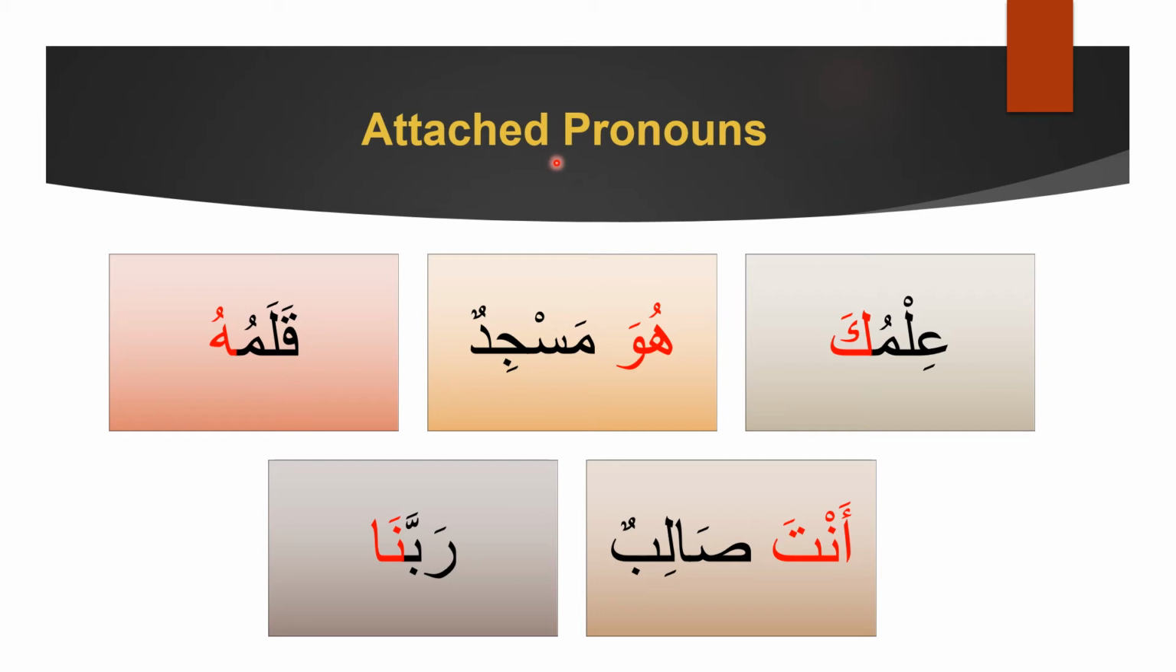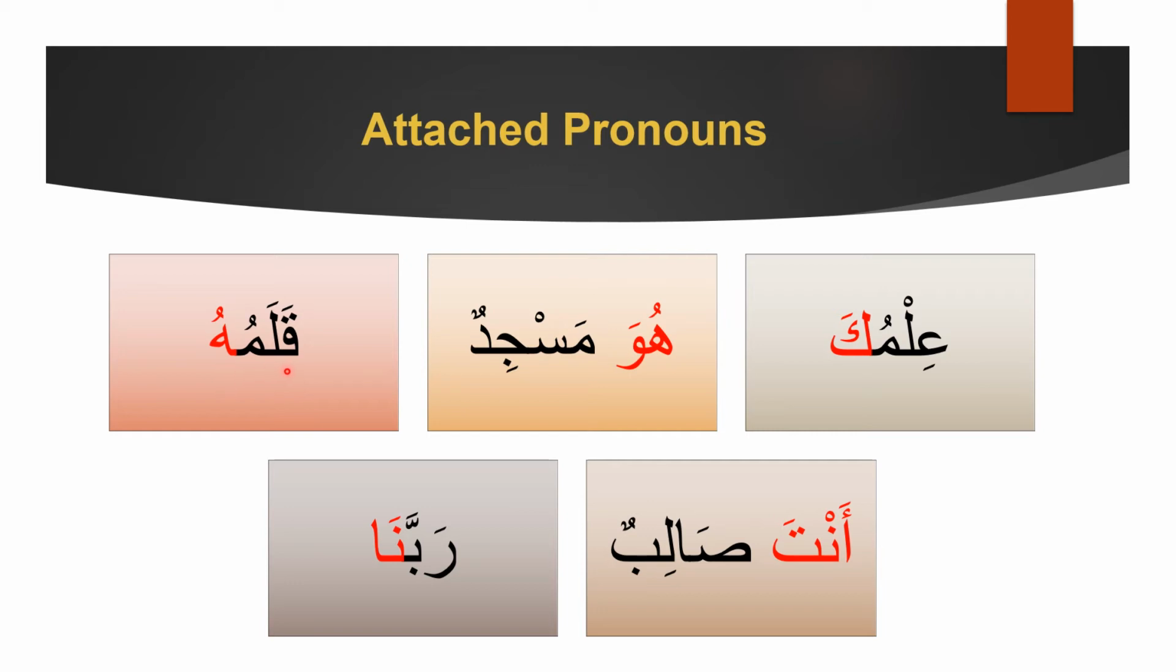But in Arabic, there is a concept called attached pronouns. What happens here, we will see. So this is the first word. Forget this part, just focus on the red things. This red one means his.